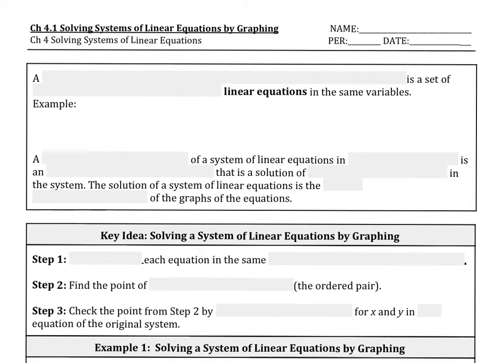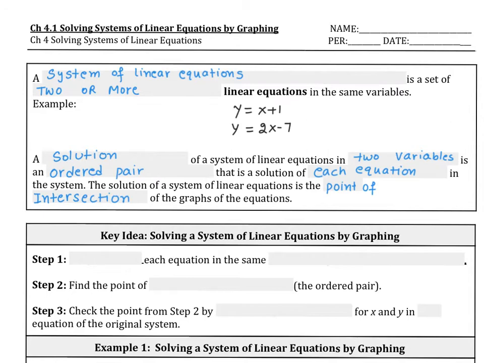Chapter 4.1 Solving System of Linear Equations by Graphing. A system of linear equations is a set of two or more linear equations in the same variables. For example, y equals x plus 1, y equals 2x minus 7 are called a system of equations because if you have more than one equation, they are called a system of equations.